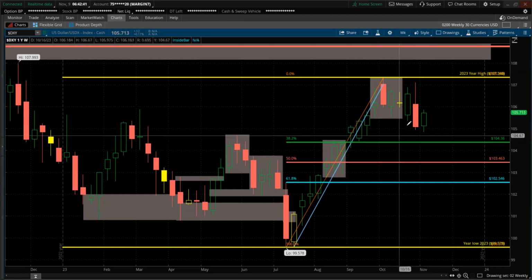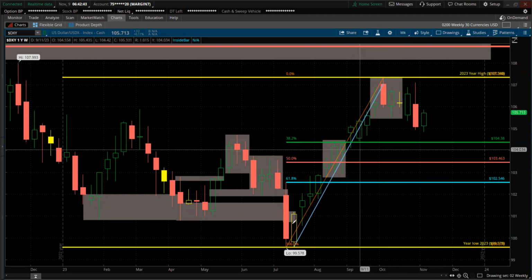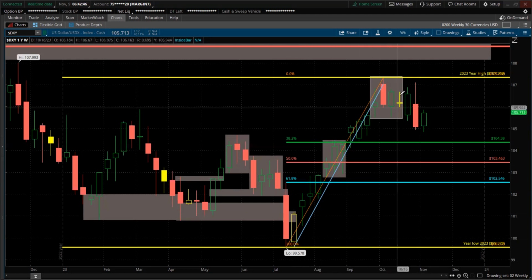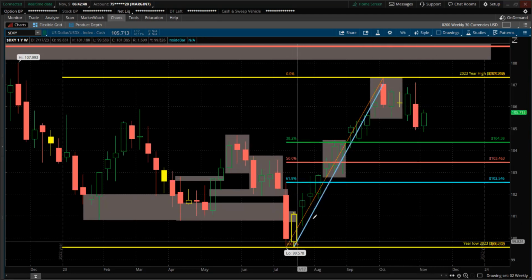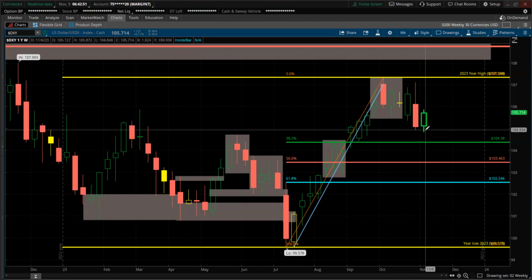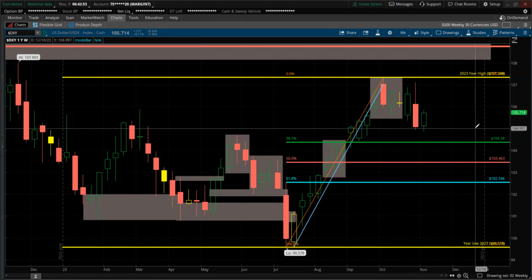But again, dollar, here's the high of the year. Here's the low for the year. The dollar is strong. Prior trend was up. It's in a retracement mode. So dollar strong, helping to keep commodity prices lower.